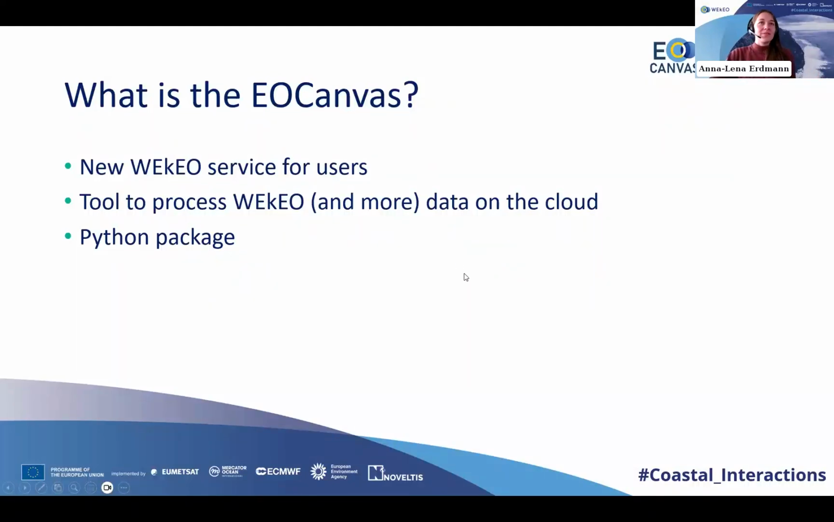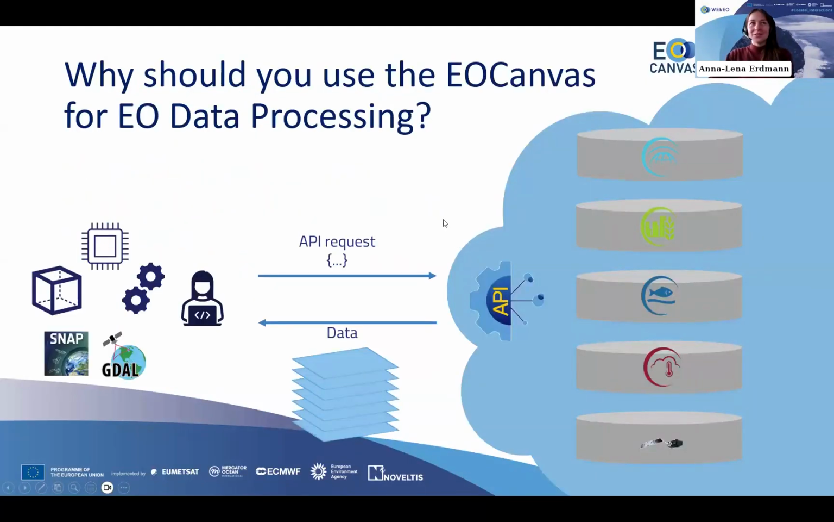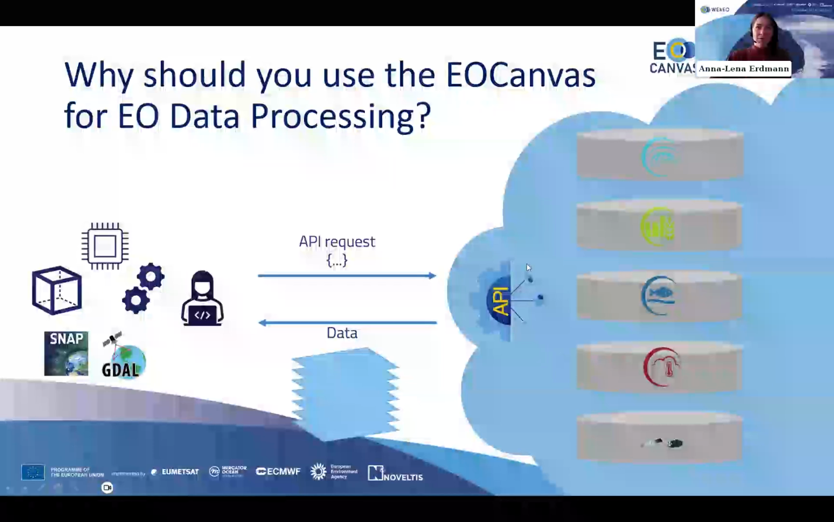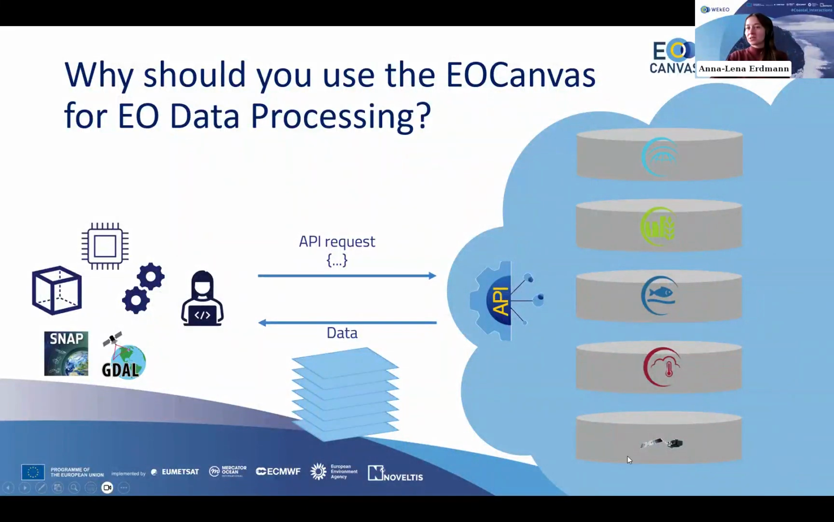That is now all still a bit vague. So let's get a bit more into detail. Why should you use the EOCanvas for EO data processing? This little image I prepared shows the common workflow when you want to process some satellite data or Earth observation data. So a user gets the data, for example, through the WEkEO API. This then connects to all the Copernicus services, to all the Sentinel satellite data. Then you say which area of interest you're interested in, what time, what products, and what you get back is data.